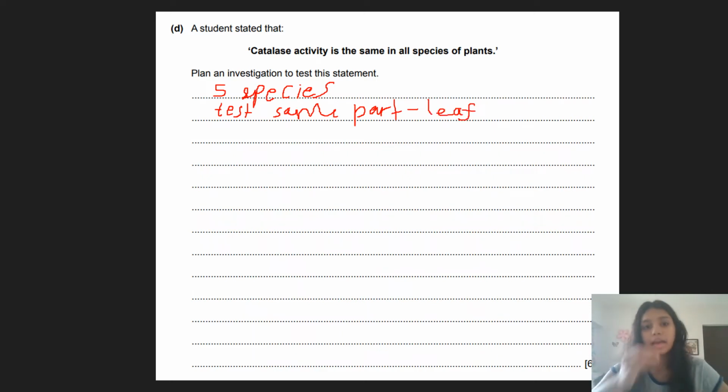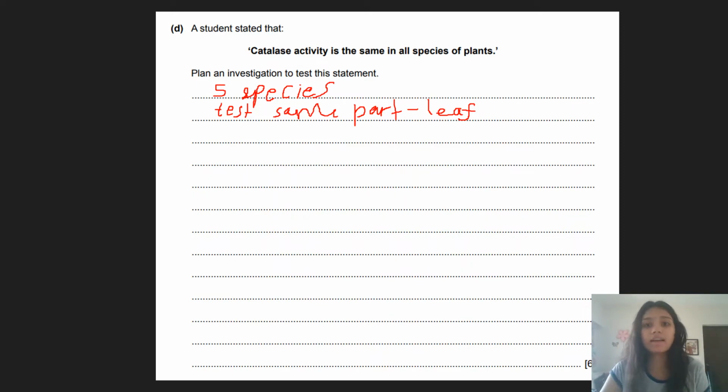Okay. Next, we're going to ensure that the plants are taken from the same area. They are exposed to the same climatic conditions, same environmental conditions. The leaves that we take from the plant have the same surface area. We can try and ensure that they have the same mass. Okay, those things are what we're going to standardize.